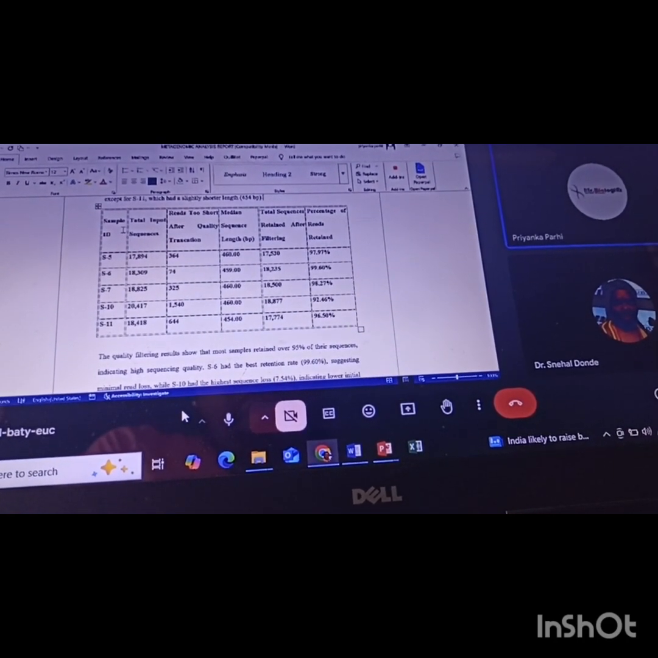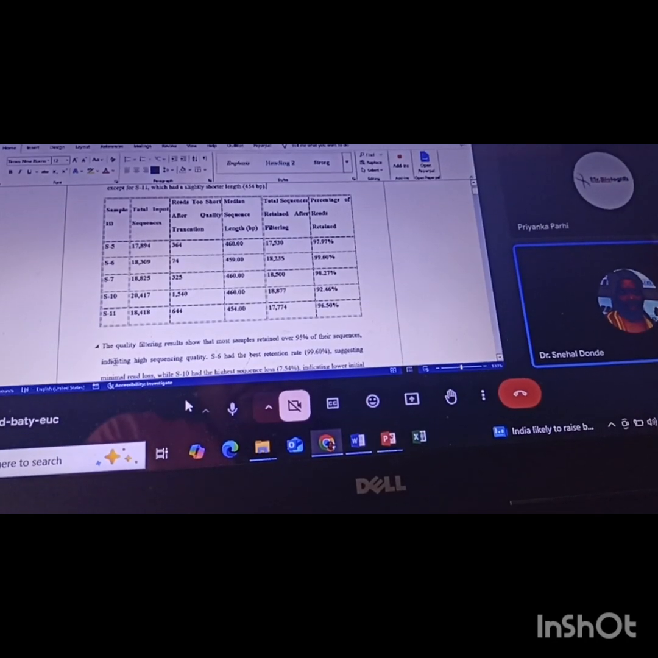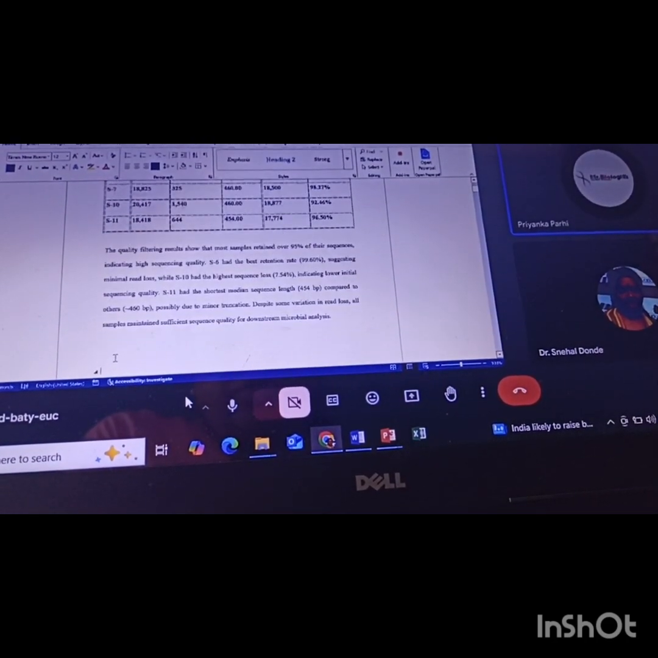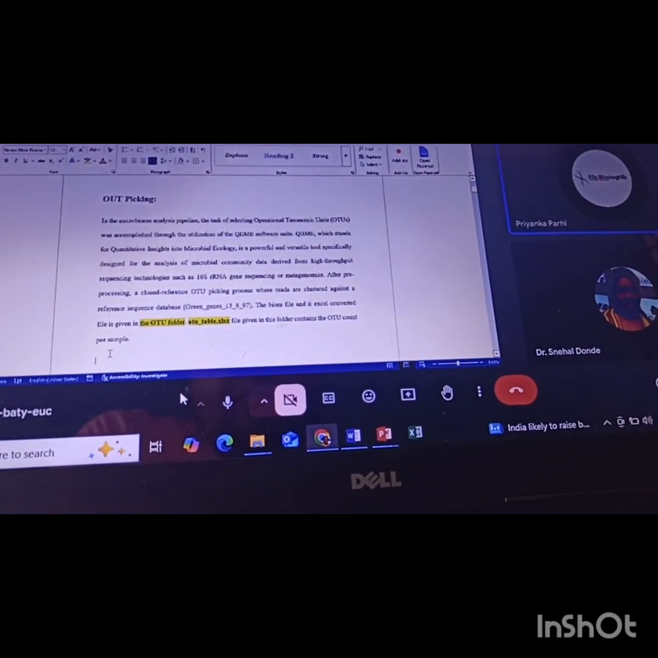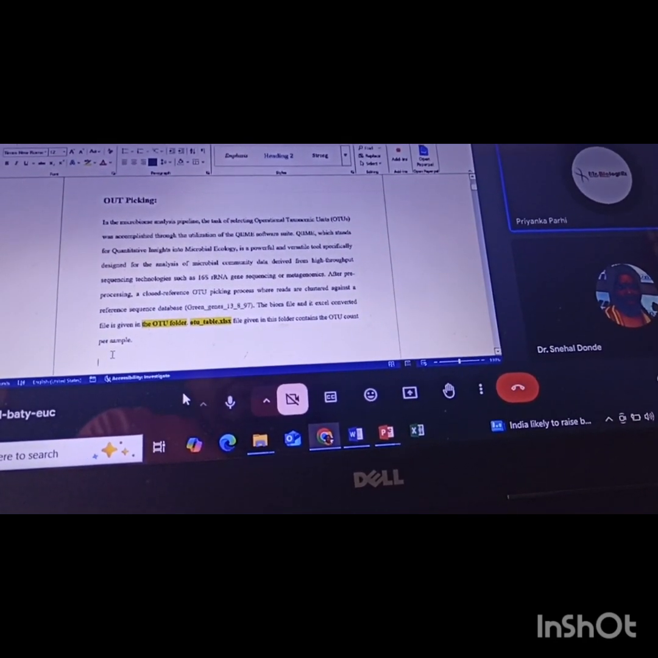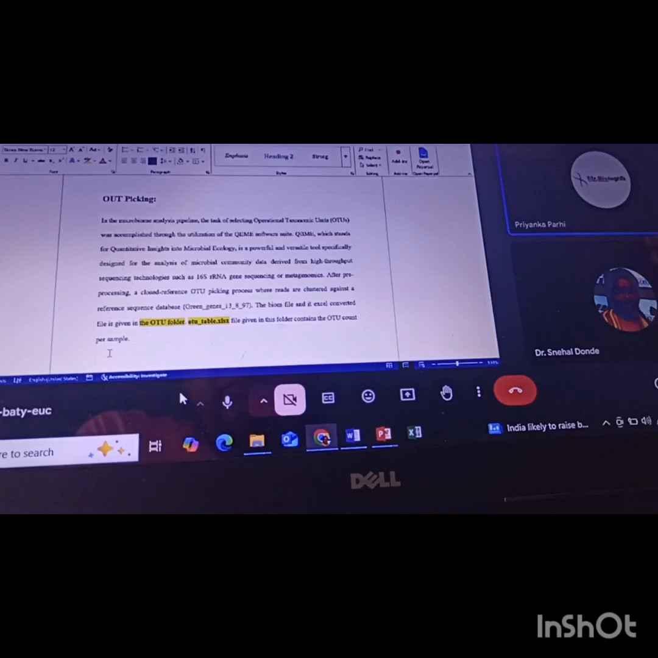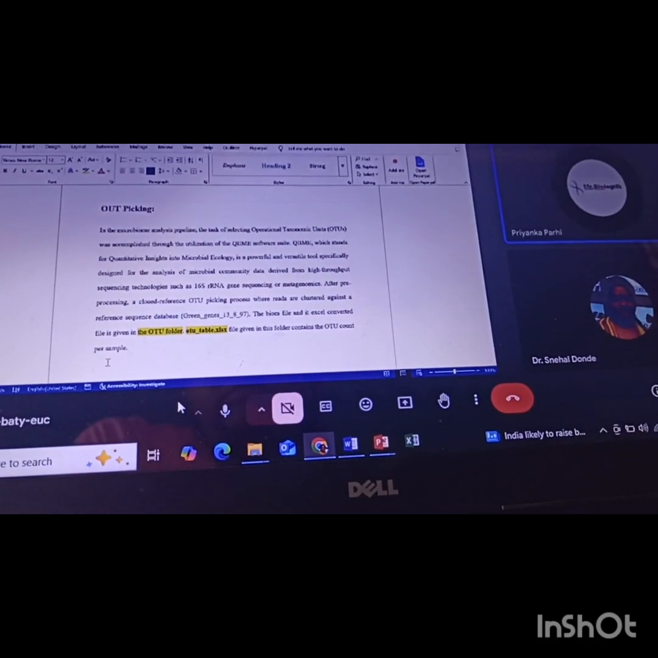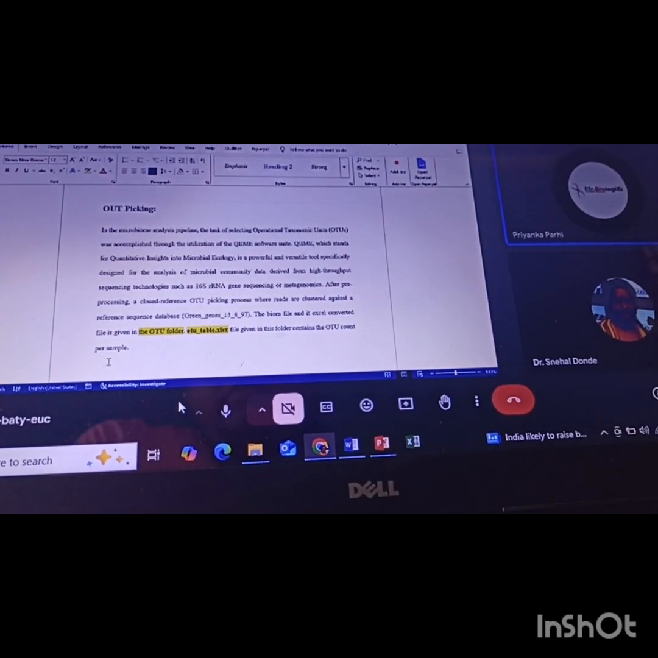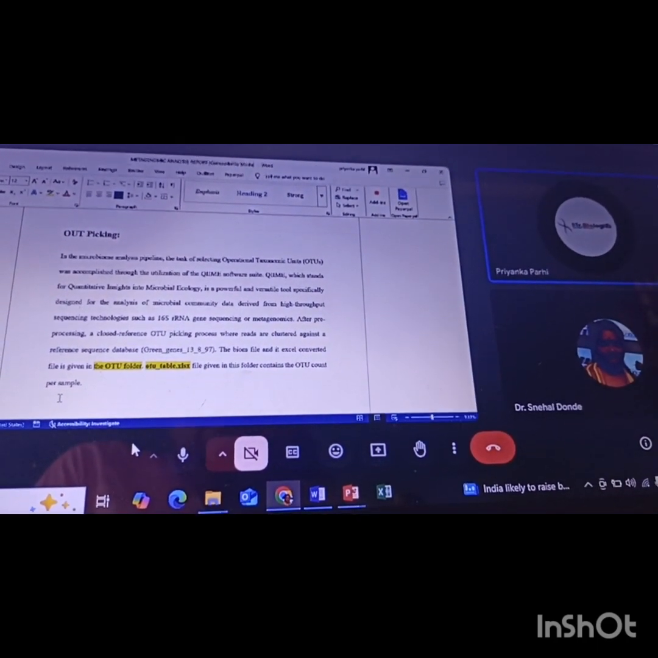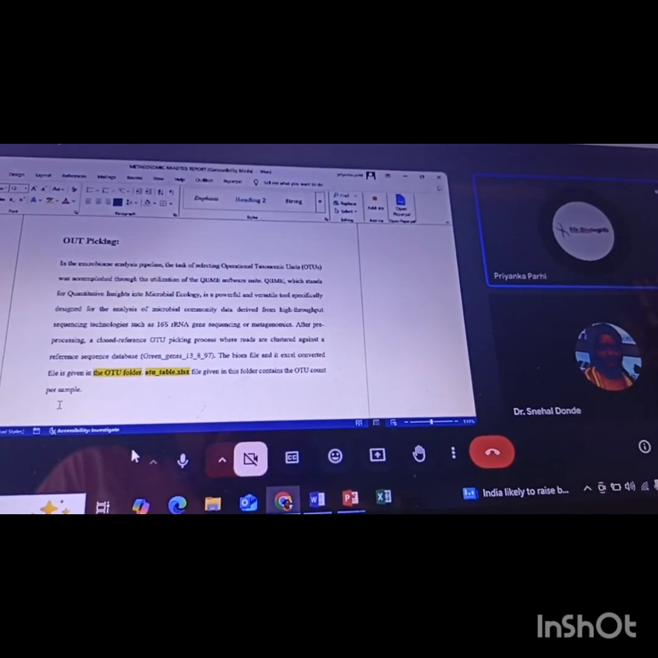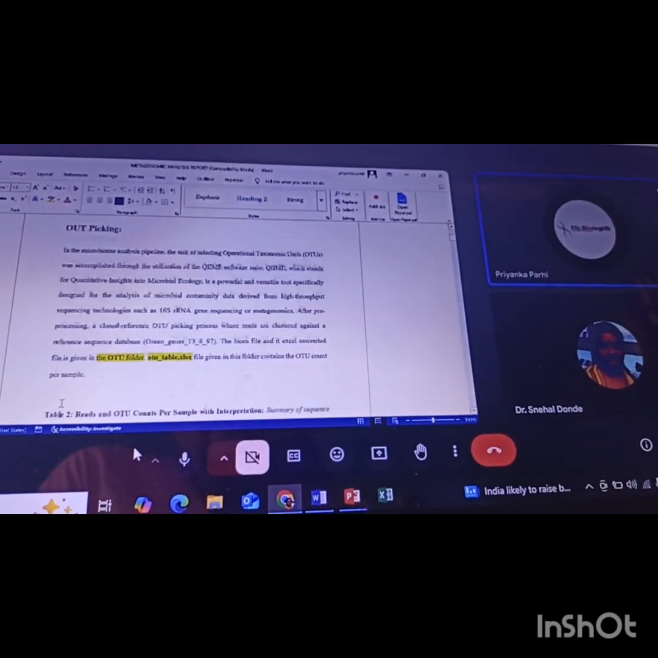Okay, that I have written very clearly. Then we come to OTU picking, the operational taxonomic unit. It's a microbiome analysis pipeline. It has multiple parts, so we need not go through everything. It's essentially a pipeline to analyze the data. Suppose we have 97.97% readable data, now it's time to analyze.